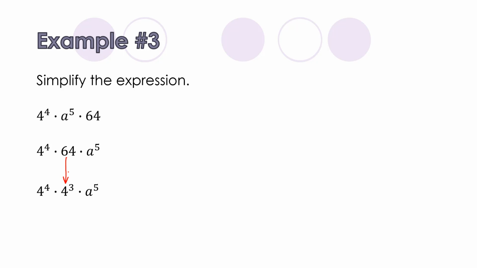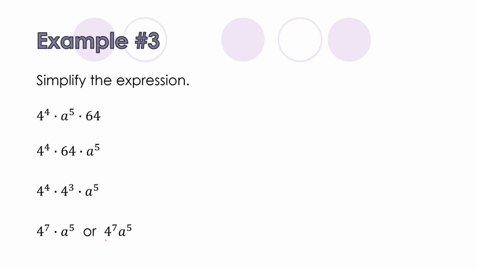So we can rewrite it as 4 to the fourth power times 4 to the third power times a to the fifth power. And if we look here, we have 4 to the fourth and 4 to the third. And so we're going to go ahead and add those together. And that becomes 4 to the seventh power times a to the 5th power, or we could say 4 to the 7th power, a to the 5th power, without the dot in between, just like you do when there's no exponents there.